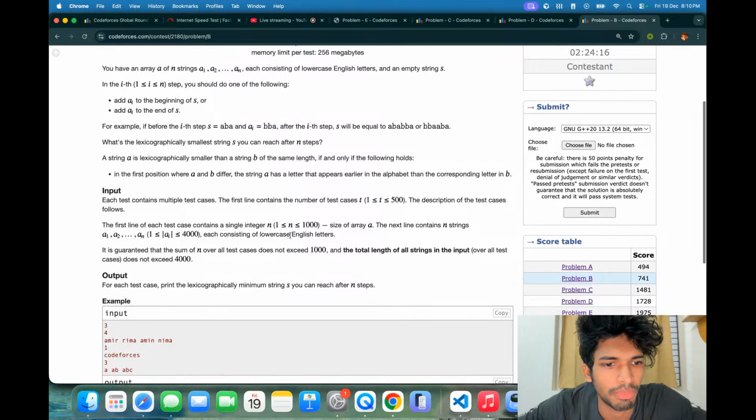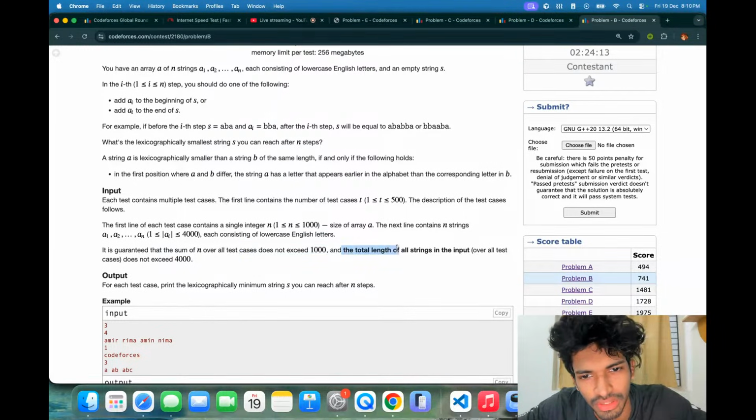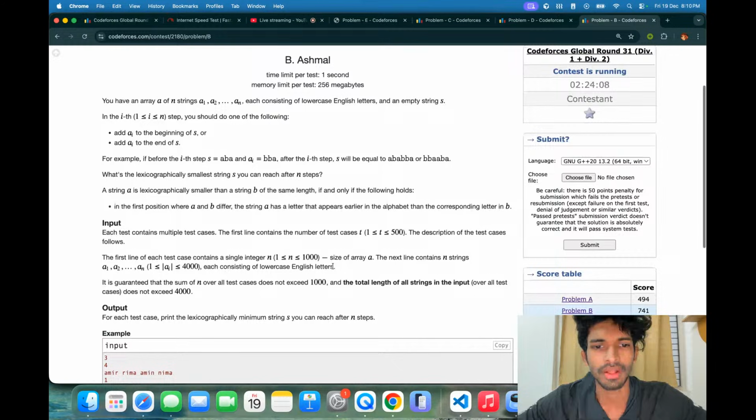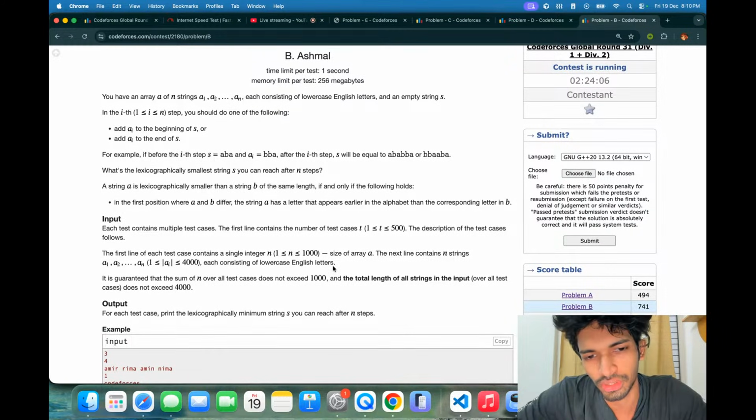It's guaranteed that the sum of n over all test cases does not exceed this much, and the total length of strings over all test cases does not exceed this much. If the total length of the strings does not exceed this, then what can we say?